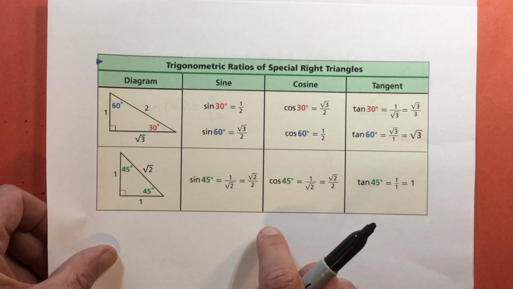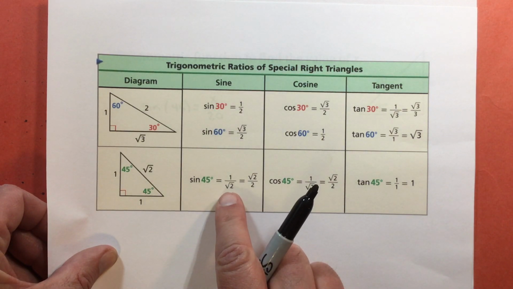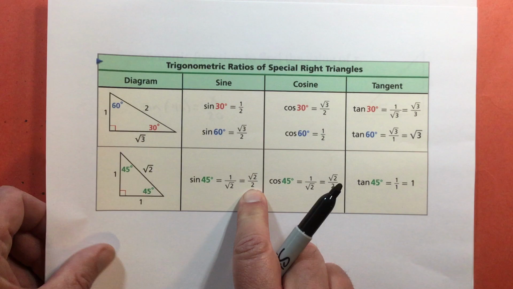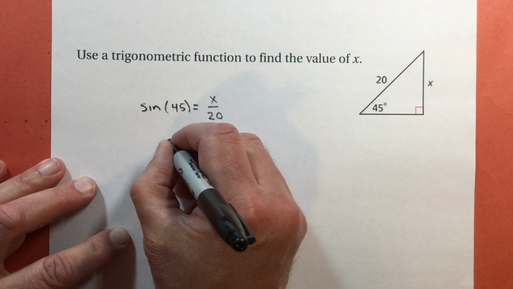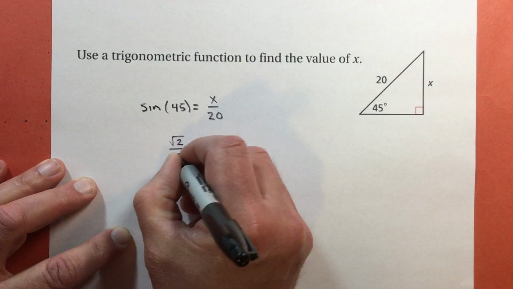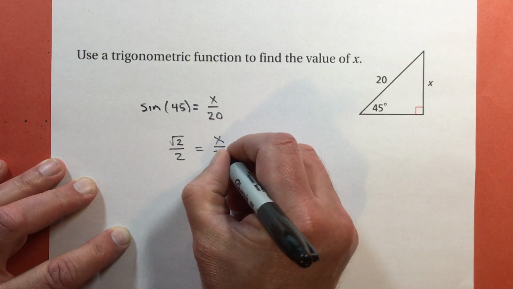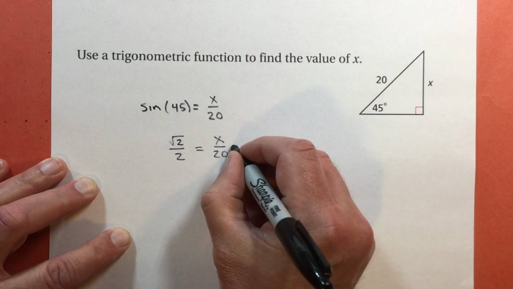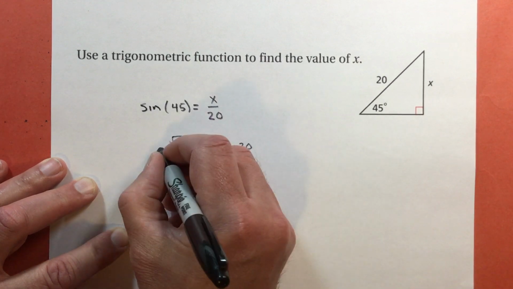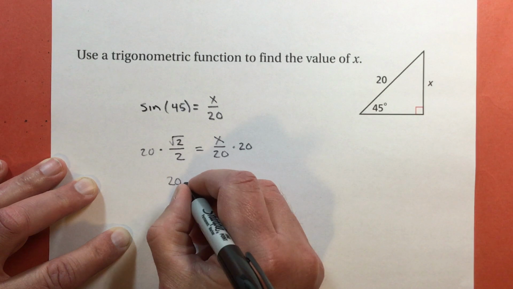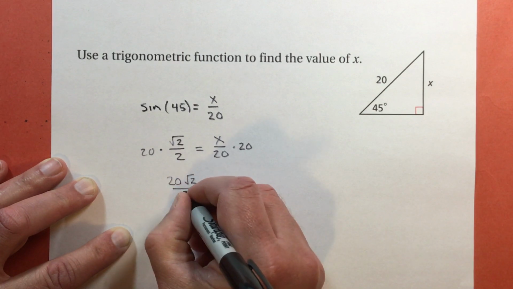I'll let you in on a secret. Sometimes we actually do use this, but we don't leave it as our answer. Sometimes we do it if we know we're going to do more to it. But I'm going to use square root of 2 over 2. And that's going to equal x over 20. I'll multiply both sides by 20. And I get 20 times the square root of 2 over 2.